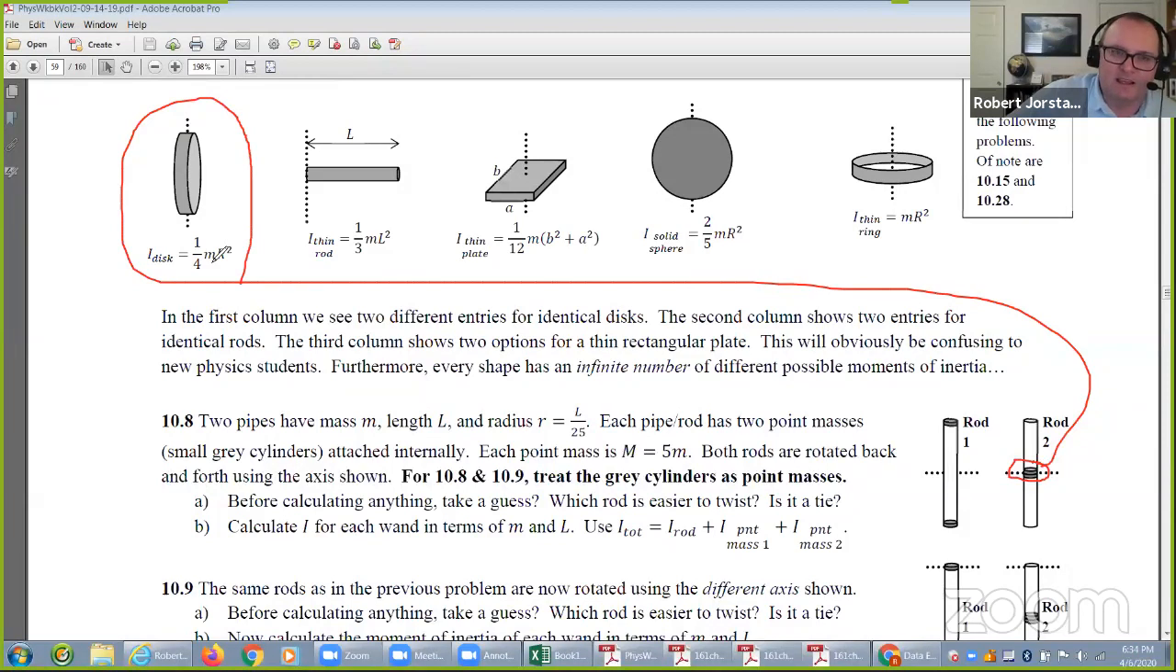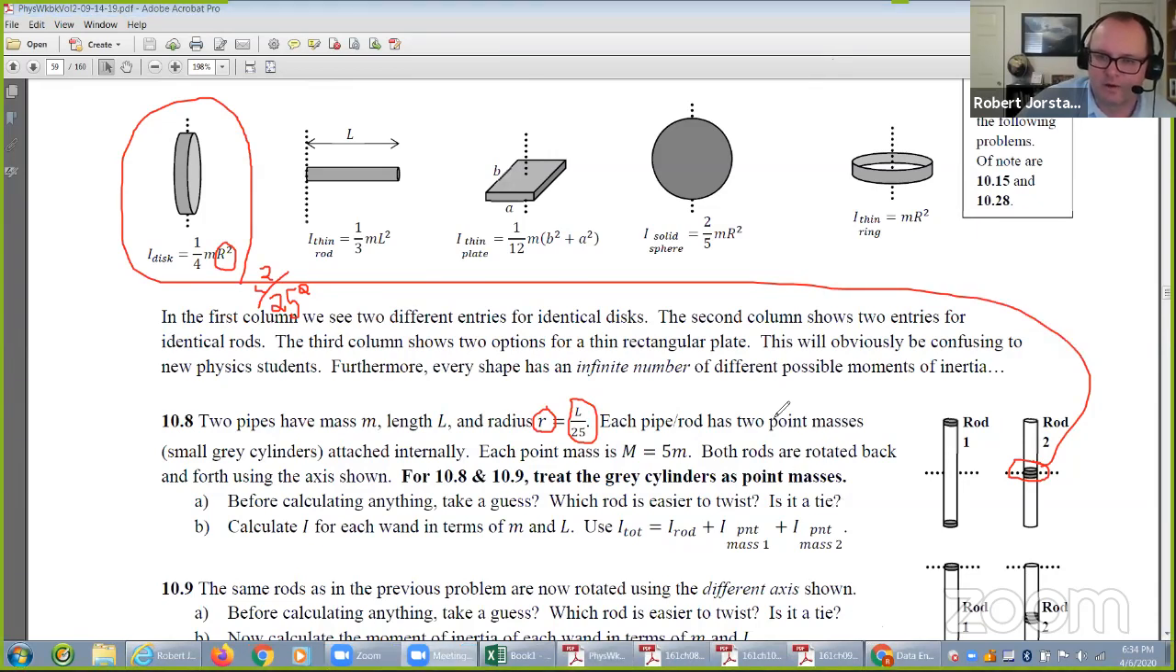The thing is, look at this. Radius is L over 25. So when you square that thing out, you're going to get L squared over 25 squared. That's going to be pretty small. And that's why I ignored that term. That's why I think it's okay to treat them as point masses here.